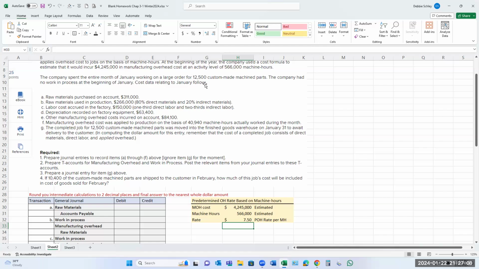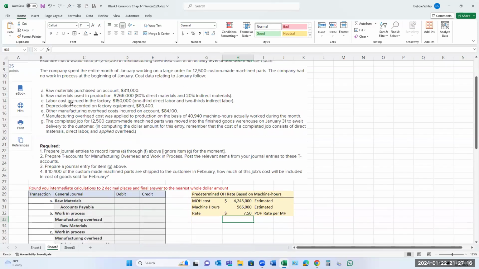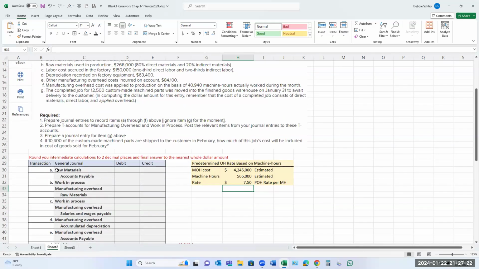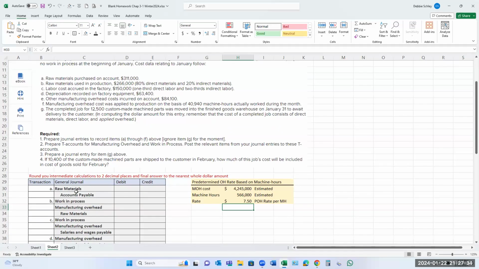Cost data relating to January follow. Okay, and again, this is going to be input just the same way as question one, but this is how I set up my Excel spreadsheet so that it will just go faster. So raw materials purchased on account, that's going to be a debit to raw materials for 311,000. And they're on account, so it's going to be a credit to accounts payable for 311,000.